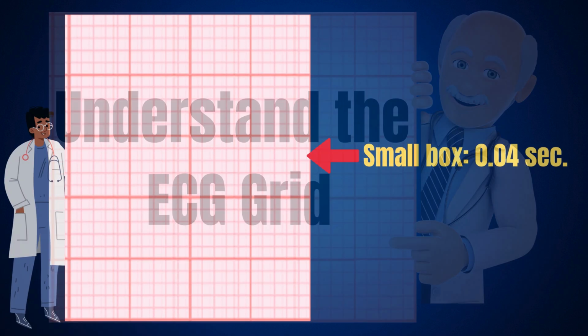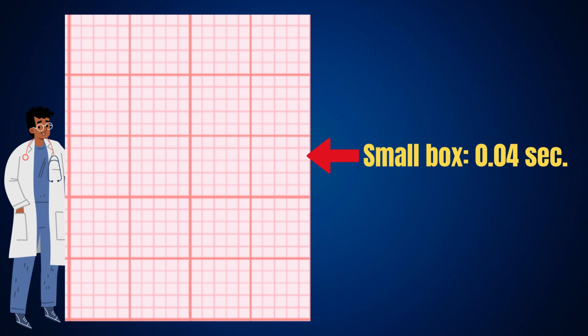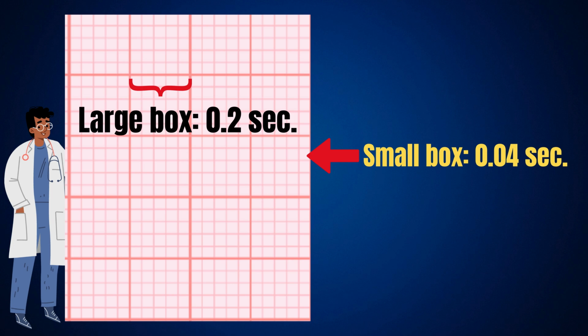Each small box is 1 millimeter wide, representing 0.04 seconds, while the larger box is 5 millimeters, or 0.2 seconds. The vertical lines measure voltage in millivolts.